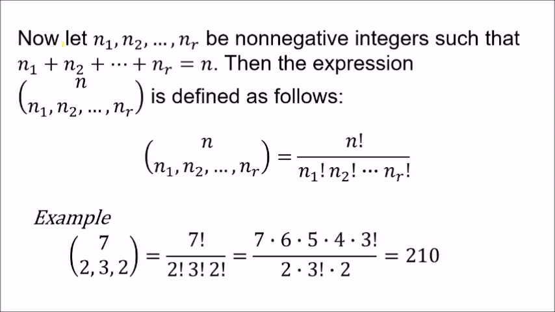Try this. Another formula. If we let n sub 1, n sub 2, and n sub r be non-negative integers such that n sub 1 plus n sub 2 plus ... plus n sub r equals n, then the expression n combination n sub 1, n sub 2, hanggang n sub r is defined as n factorial all over the product of the factorials of the different n states. Example, we have here 7 combination 3, 2, 2.